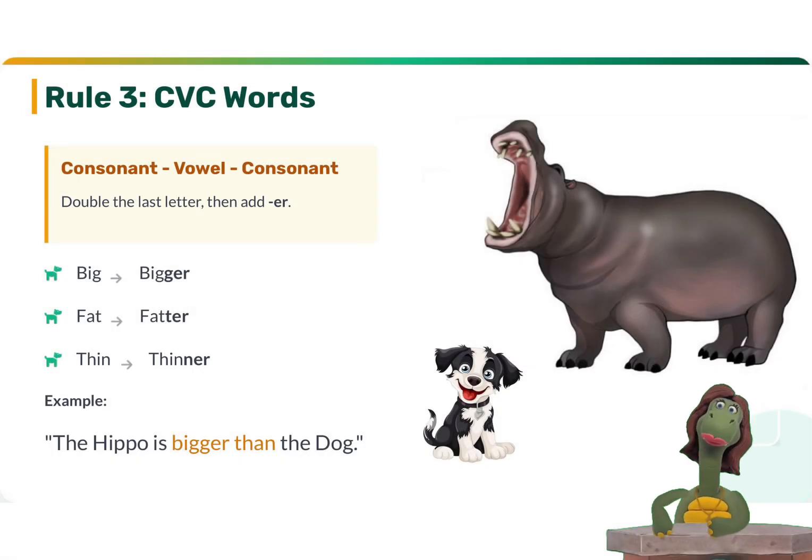Next is Rule 3, CVC words, meaning words that follow the consonant, vowel, consonant pattern. For these words, you must double the last letter, then add -er. For instance, big becomes bigger, fat becomes fatter, and thin becomes thinner. Look at the hippo and the dog. The hippo is bigger than the dog.